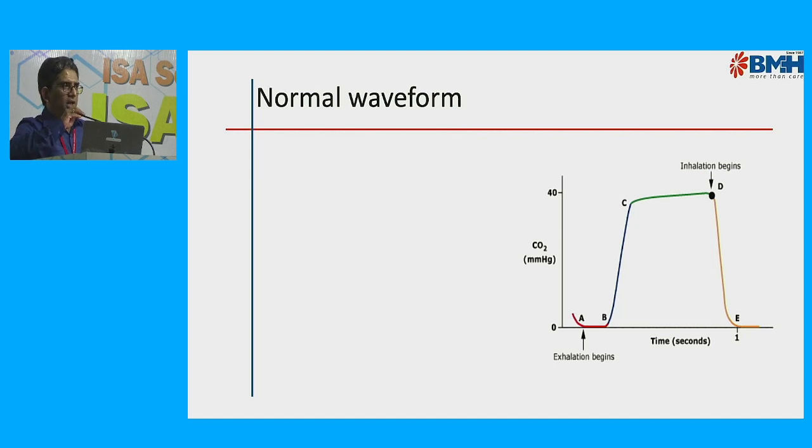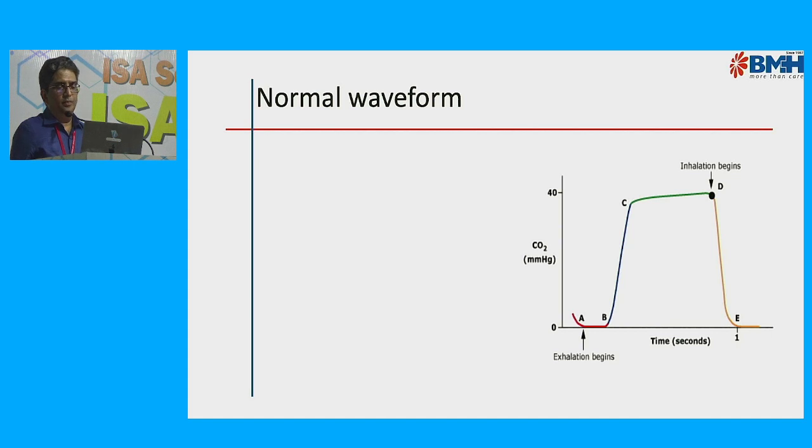Now, can you describe the normal waveform from the left hand? It is showing time. This is a time capnogram. It is written there. You can see carbon dioxide there and time is there. So it's a time capnogram. And now you describe the phases. It has 4 phases. From A to B it is phase 1, B to C is phase 2, C to D is phase 3, and D to E is phase 4.